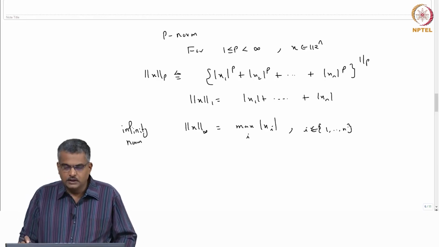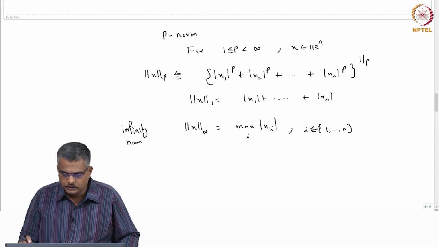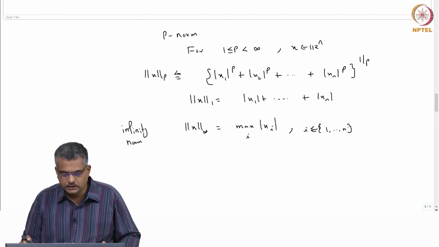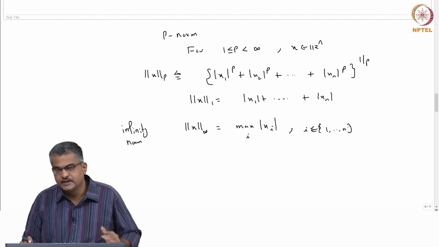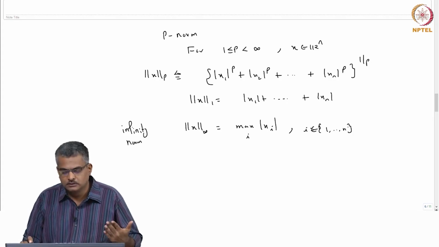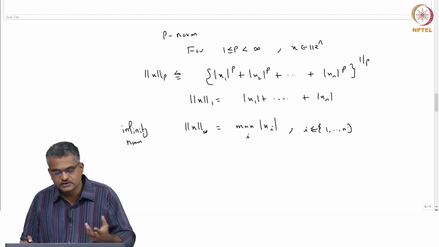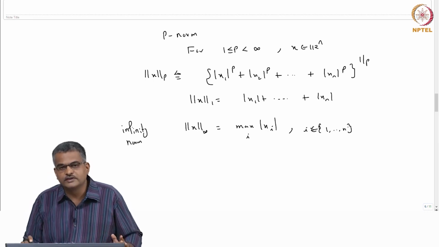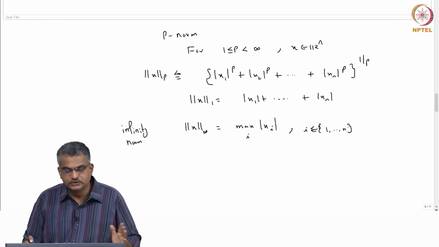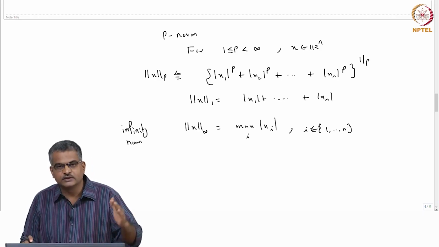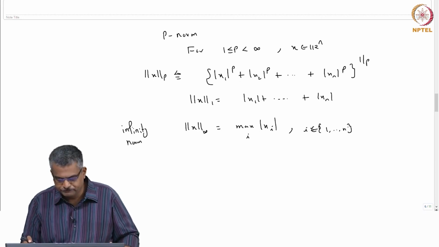So, we have seen the notion of a norm of a vector. We have seen the properties of the norm. So, when does this function that we have defined qualify to be a norm? As I said, one can come up with one's own set of norms as long as it satisfies properties 1, 2, 3.